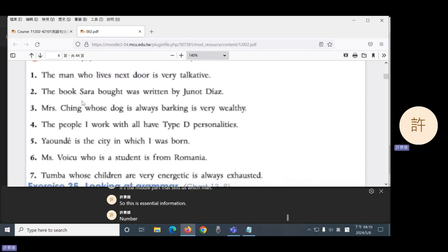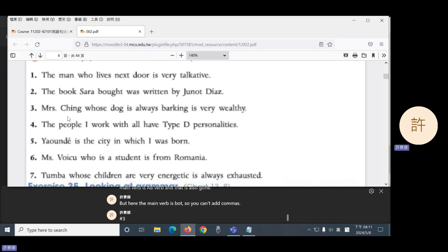Number 2, the book Sarah bought was written by Juno Diaz. Again, no commas. Also, we have omitted the that. So you can't add a comma. According to the rules, you cannot add commas if you have omitted the pronoun unless the main verb is a be verb and that is also gone. But here the main verb is bought, so you can't add commas.